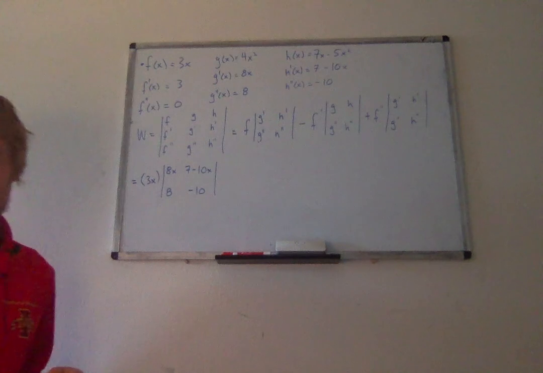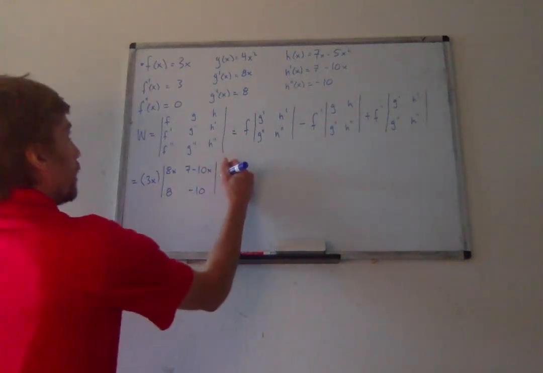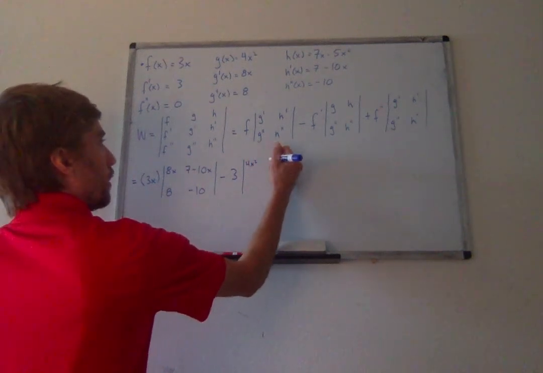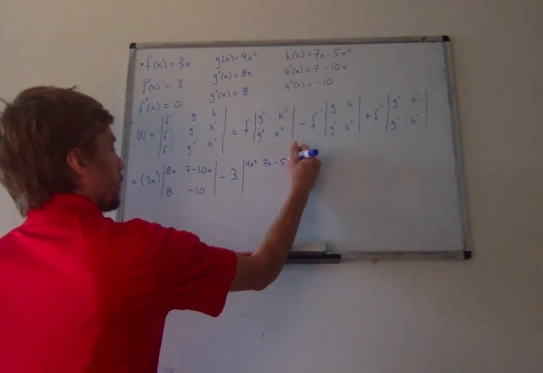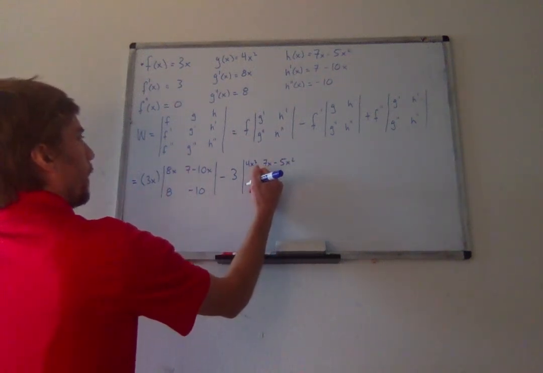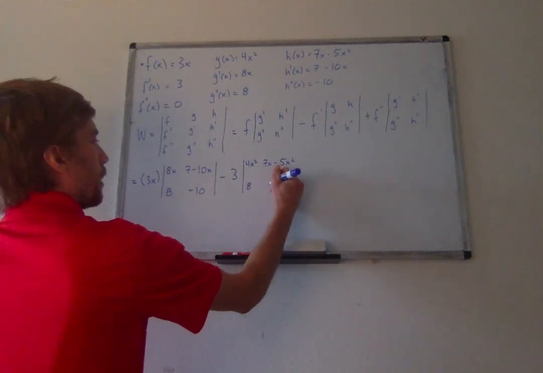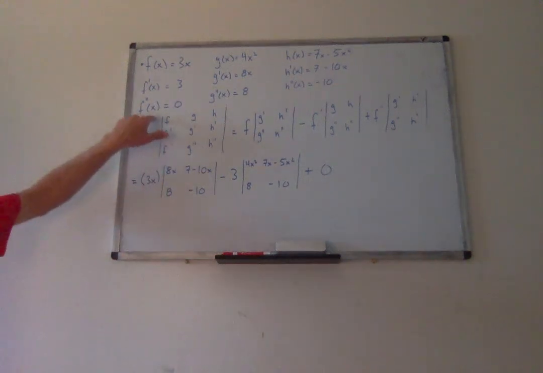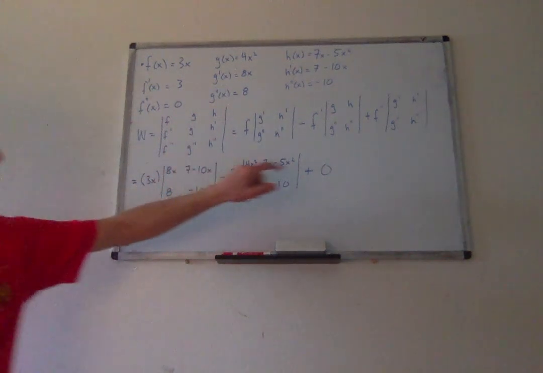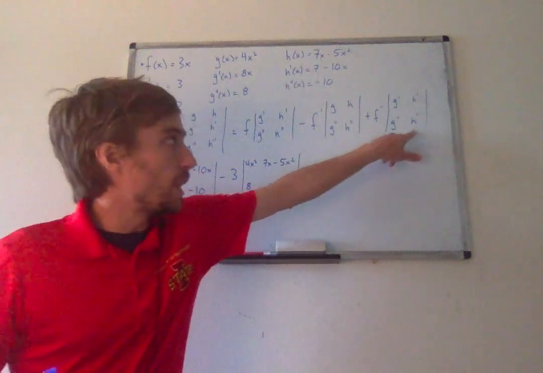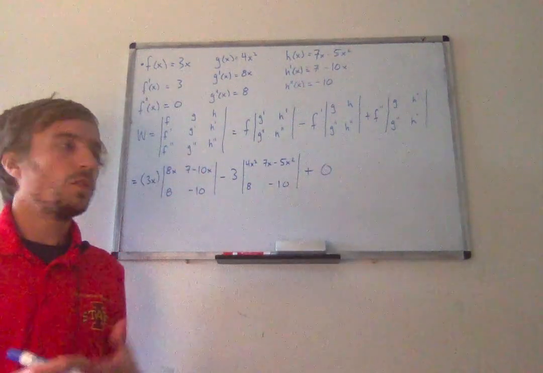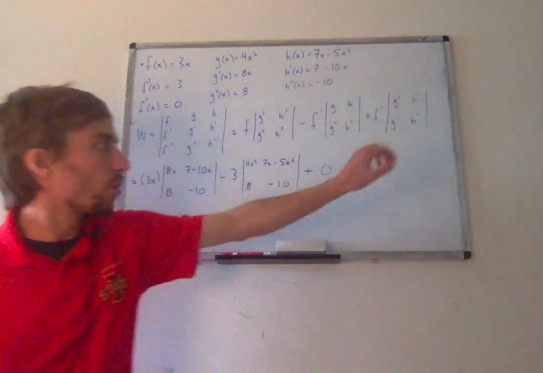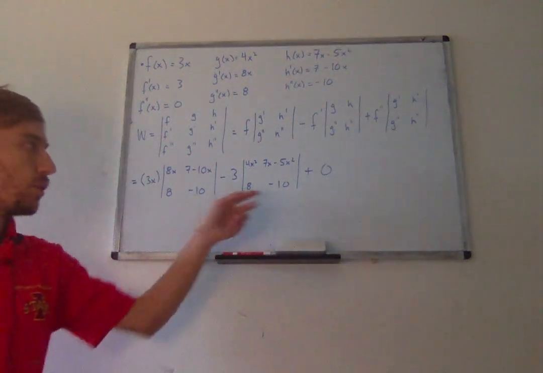So that should be the first one. Minus f prime, which is 3. G is 4x squared. H is 7x minus 5x squared. And G prime is 8. H prime is negative 10. And I'm just going to write plus 0 here because f prime of x is equal to 0. So whatever the value of this determinant here is, it's ultimately a function, a real number. And since this function is equal to 0, it actually does just cancel this whole thing out. So thankfully, we only have to think about 2 terms here instead of 3.